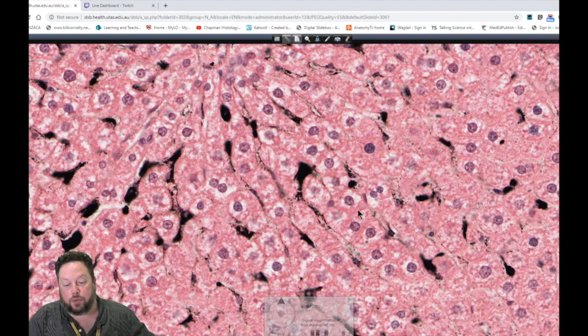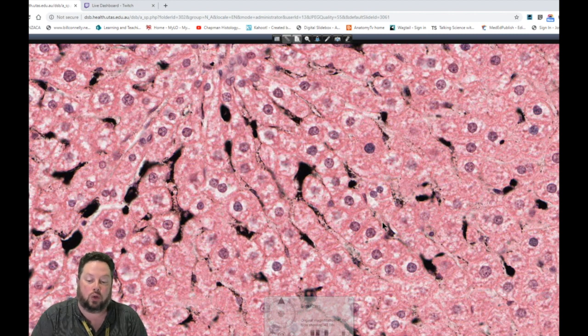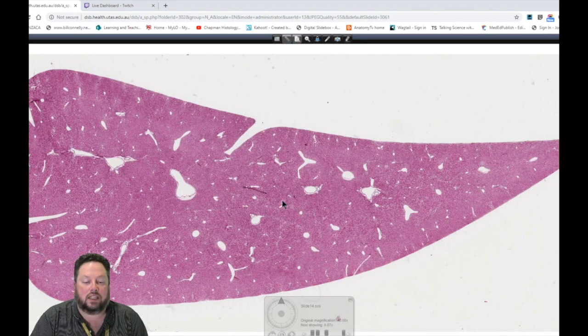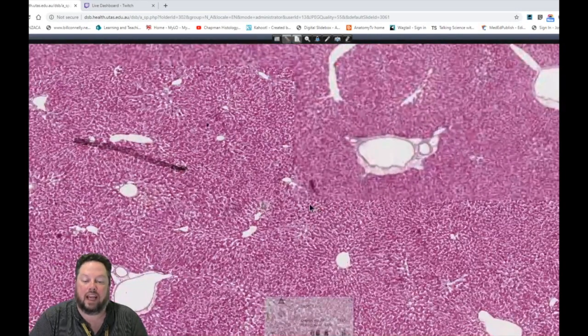So the fact that these cells receive the nutrients, they're actually able to store the glucose in the form of glycogen, and glycogen is an inert substance, so it doesn't actually interact with either hematoxylin or eosin. So if we go to the next slide, this is a way to stain for glycogen. This is the PAS stain.